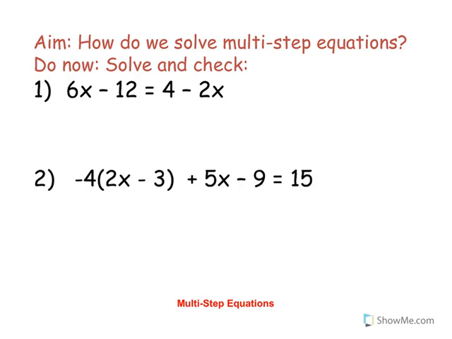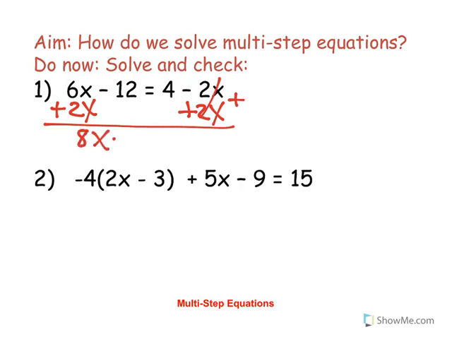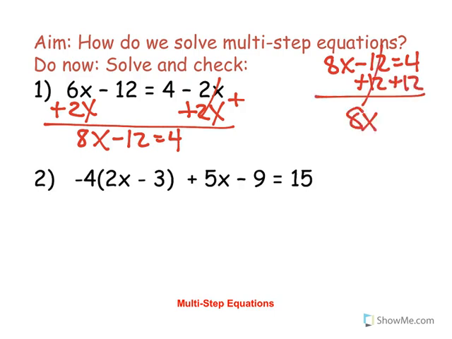So I've got 6x and negative 2x as my two variable terms. I would much rather eliminate the smaller of the two, which is negative 2x. So I'm going to add the opposite of negative 2x, which is positive 2x, on both sides. So that's 8x minus 12 is equal to 4. I'm going to bring that up over here so I've got some space. I'm going to add 12 on both sides. So I'm looking at 8x is equal to 16. Then I'm going to divide both sides by 8, which gives me x is 2.